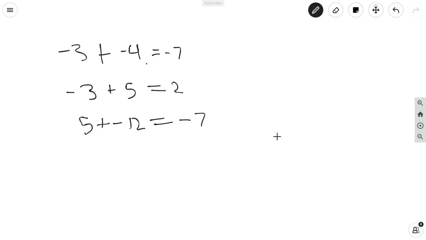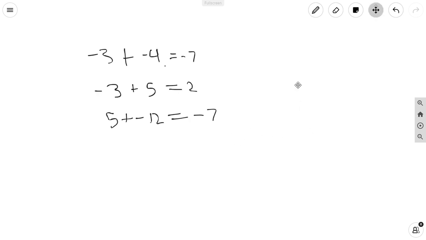Now let's look at subtraction. So let's say, for subtraction, let's say you had a negative, you're subtracting a negative away. That's the same as adding. So for example, let's say I had 3 minus -5.